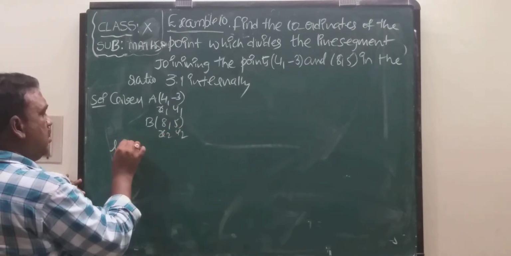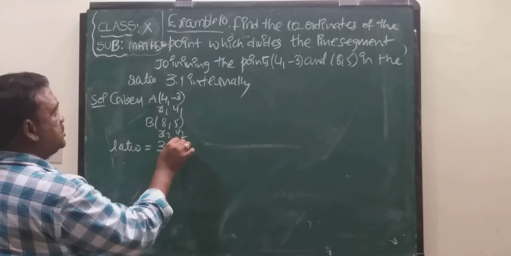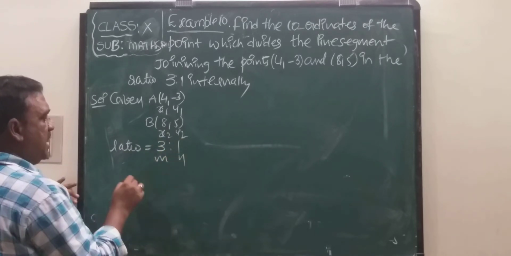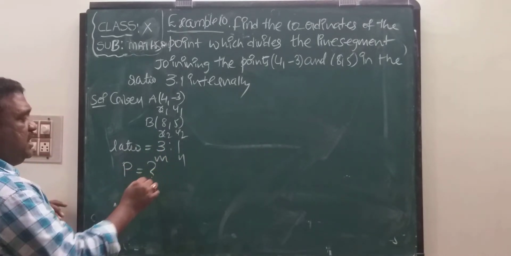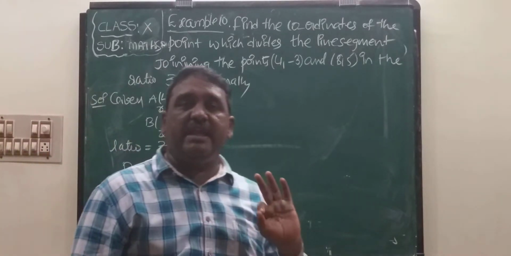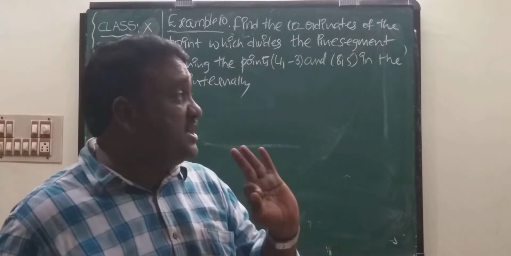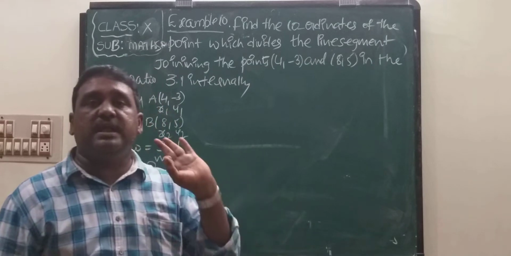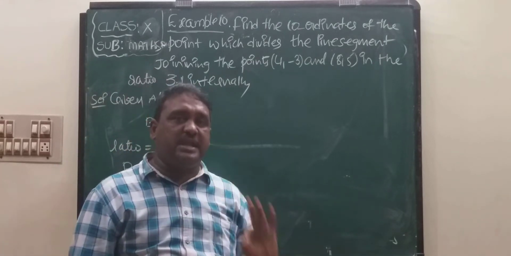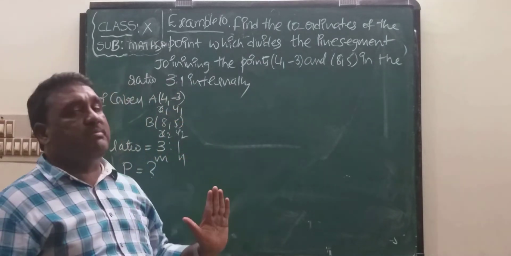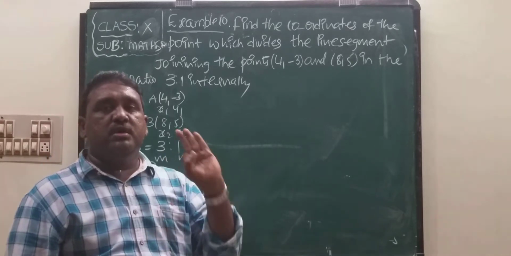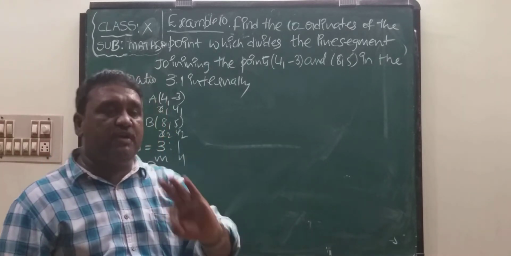Ratio equal to 3:1, m is to n. What we need to find out? P value. What is P? Dividing point which divides the line segment in the ratio 3:1 internally. Then what formula to write? Very clear to you. We have to apply ratio formula.